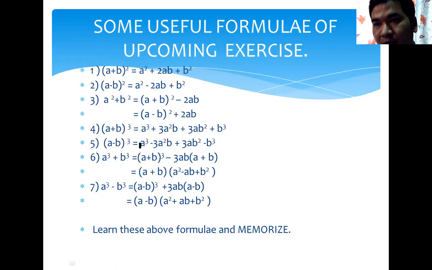just one change of sign only. The second term and last term are minus, now the rest is the same: a cube minus 3a square b plus 3ab square minus b cube. And a cube plus b cube also has two formulas. One formula will be used to find the value, and the other will be used to factorize into factors. Both are formulas of the same thing: a cube plus b cube equals a plus b whole cube minus 3ab into a plus b, and a plus b into a square minus ab plus b square. And a cube minus b cube means a minus b whole cube plus 3ab into a minus b, and here it will be a minus b into a square plus ab plus b square. This formula will be used in factorization, and this formula will be used to find the values.